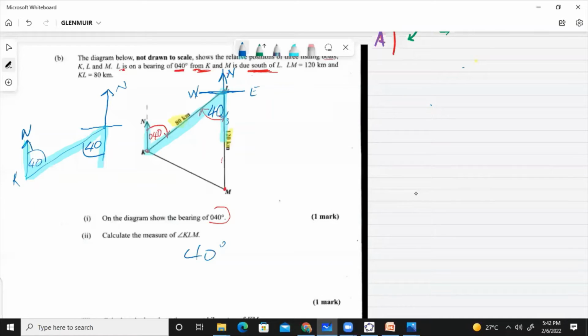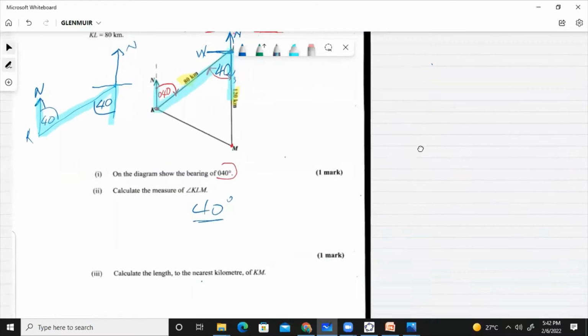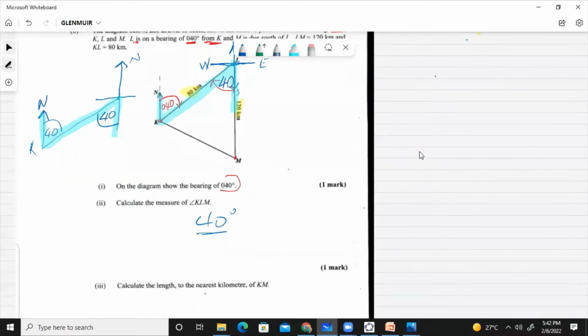So that's what we do here to get this one. Nothing, no working out, nothing. Hello? All right, good. So the Z angle we use to get that. Now let us look at something else. They're saying calculate the length to the nearest kilometer. That means the whole number you're going for of KL.